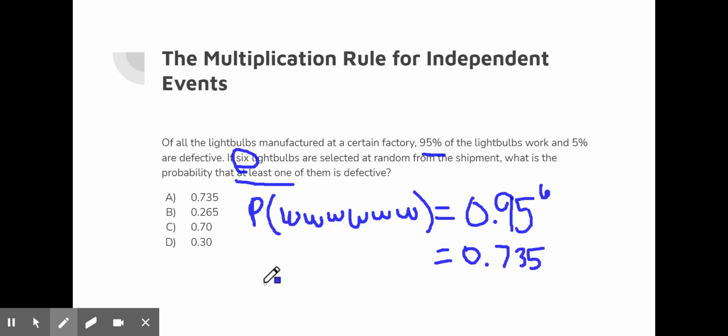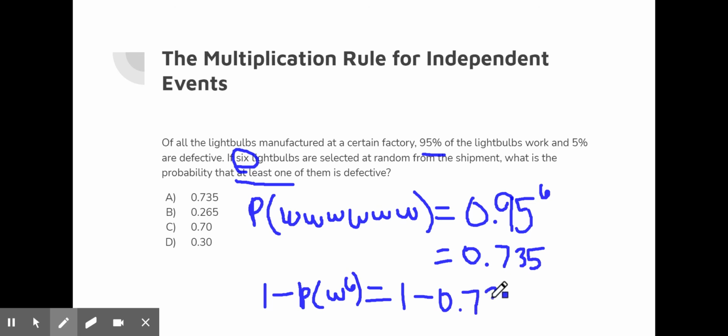So what I'm going to do is take 1 minus the probability that all 6 work. Okay? Remember, if all 6 work and we're trying to find one of them being defective, all you have to do is do 1 minus that, or 1 minus 0.735. Okay, and 1 minus 0.735 is 0.265, which is B.